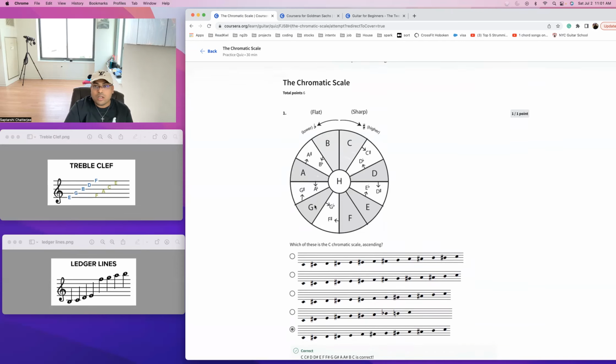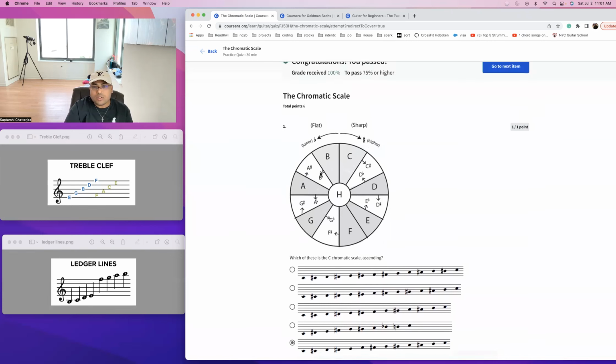So now let us go directly to the exam. It says, which of these C chromatic scales is ascending? So the C chromatic scale will start from C and end with C, right? See, all these 5 options start with this line. So this line is basically C.